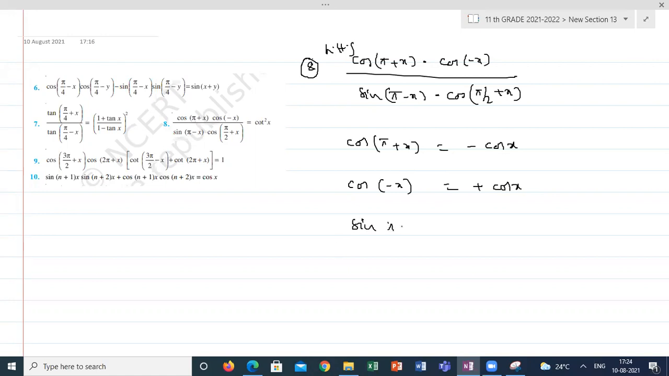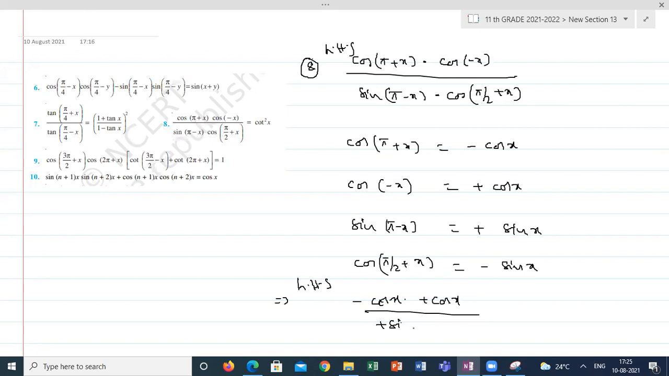Sin(pi minus x) is in the second quadrant, where sin is positive, so it will become sin x. Cos(pi/2 plus x) is in the second quadrant, cos is negative, and cos will become sin x. If I'm substituting all these things in LHS, minus cos x into plus cos x divided by plus sin x into minus sin x. This will be minus cos square x by minus sin square x. The minus minus cancel.